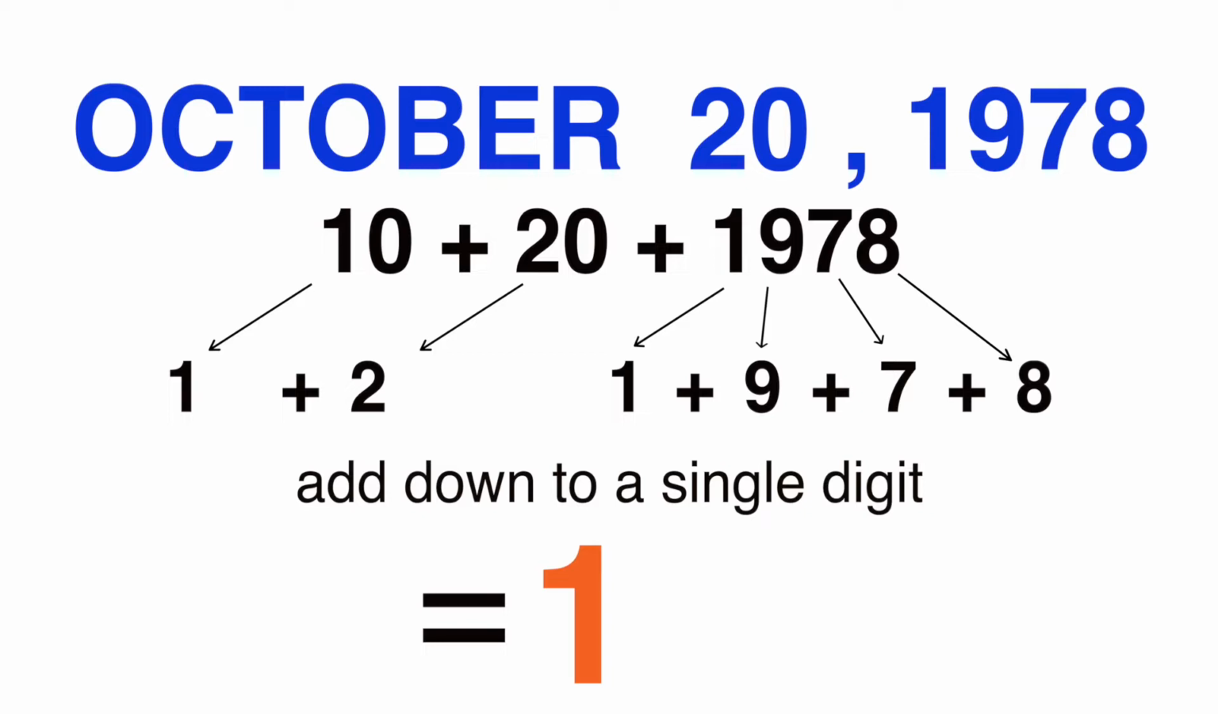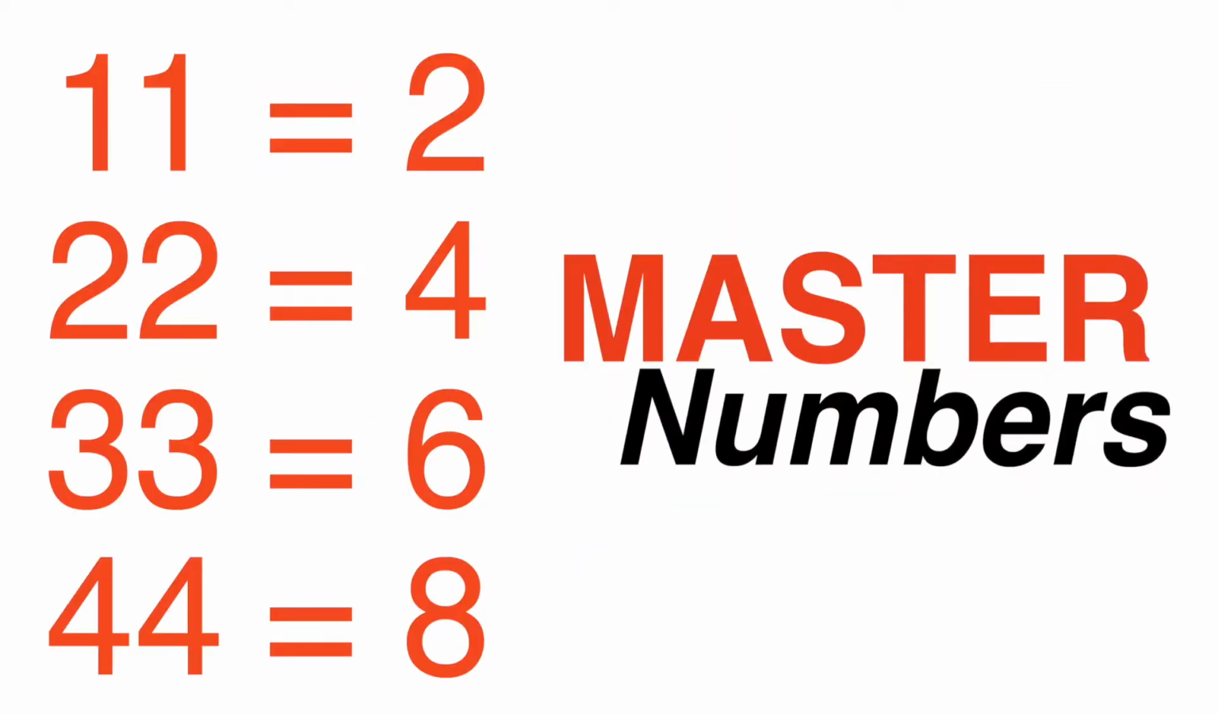If your birth date adds up to the digits 11, 22, 33, or 44 before getting into a single digit, circle that number and then add down to the single digit. There's a separate video for these numbers, 11, 22, 33, or 44. Now take some time to use the process I just showed to figure out your life path number.